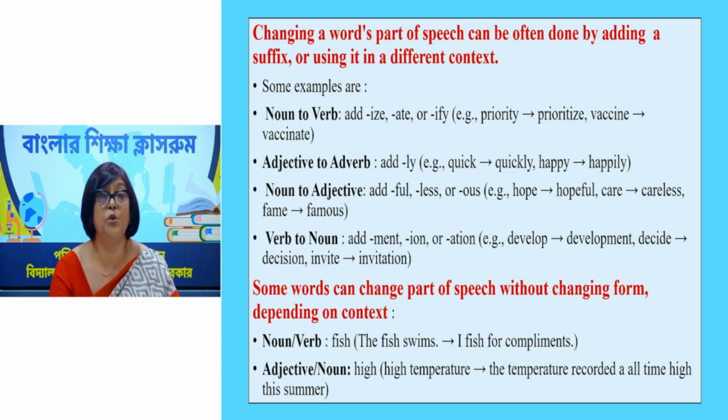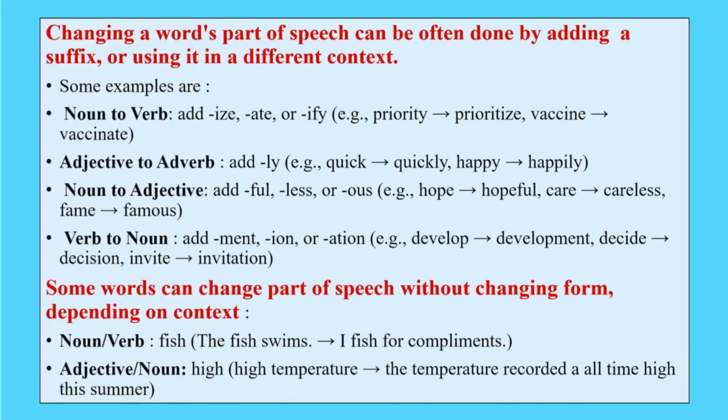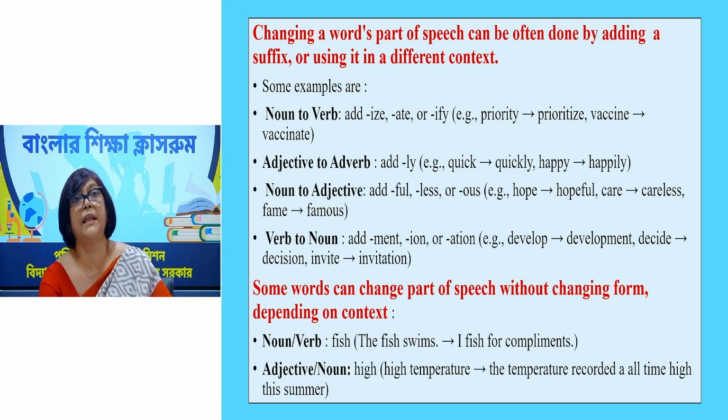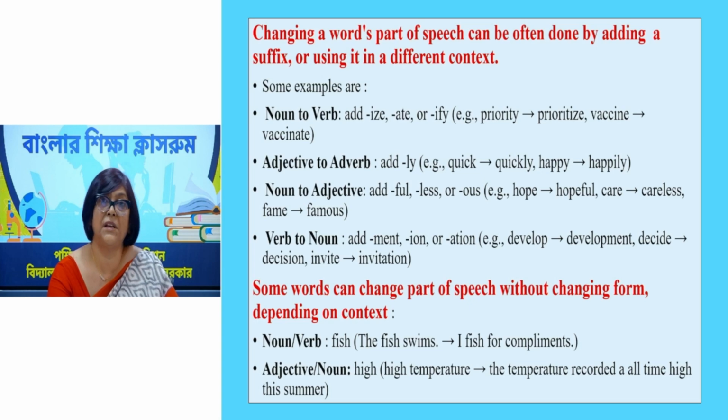Here the use of the word high is a noun, because this is not modifying any temperature. This is telling about a thing that was achieved this summer. So this high here, without changing the word by adding anything, indicates a noun. So we see that words can be changed in two ways, either by adding a suffix or by the use of the word in that particular sentence.